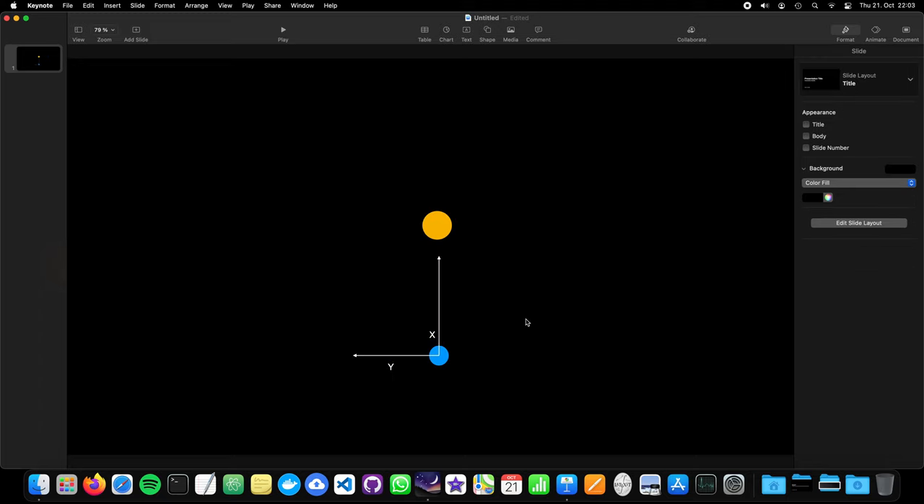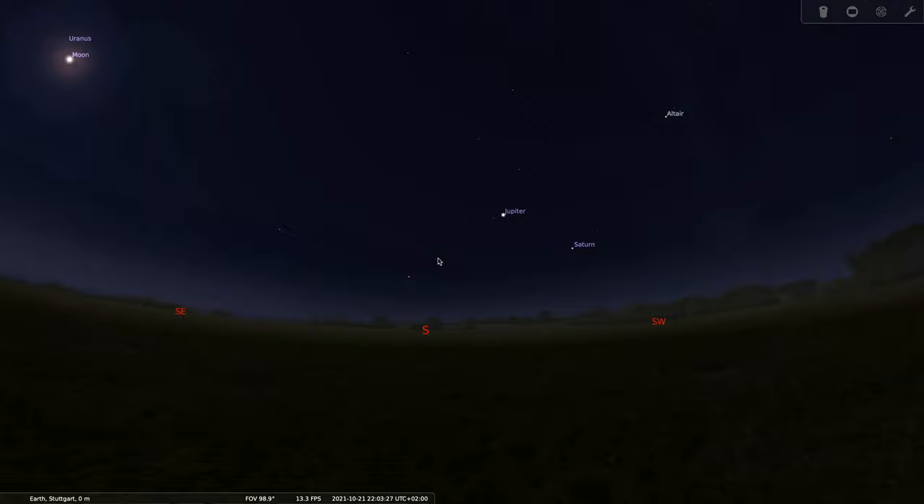The coordinate system. If you take a look at your atlas and you take a look at the Earth, you see that there is basically a grid, where one set of lines is called longitude and the other is the latitude. And this will be explained now here in Stellarium.